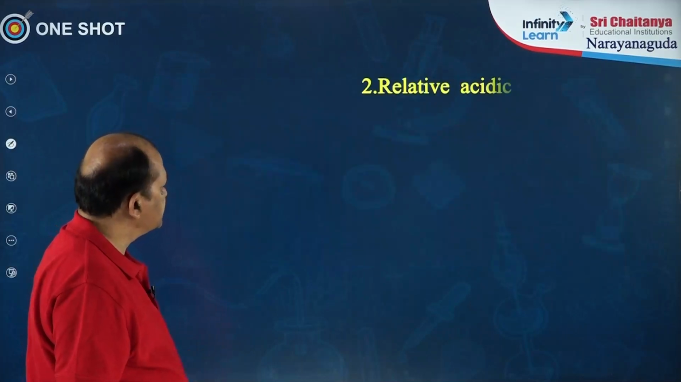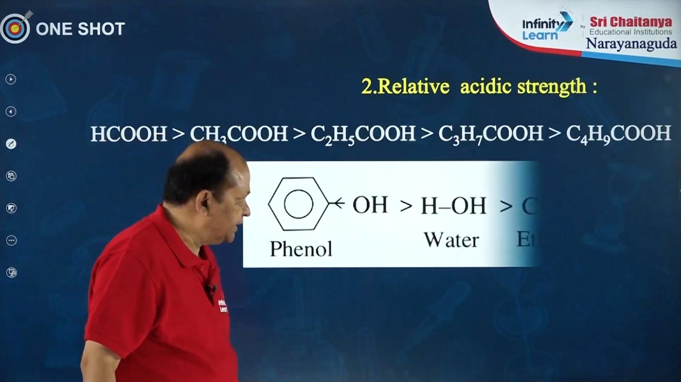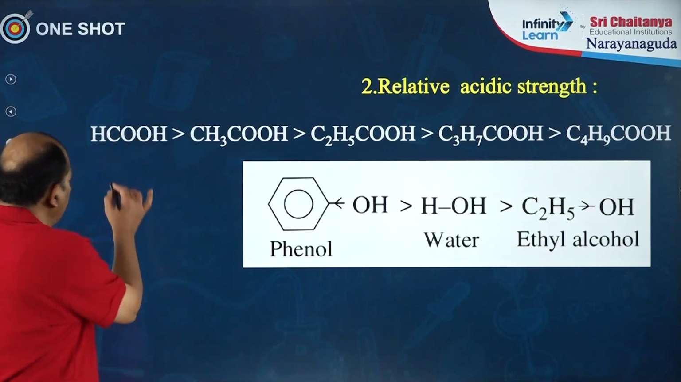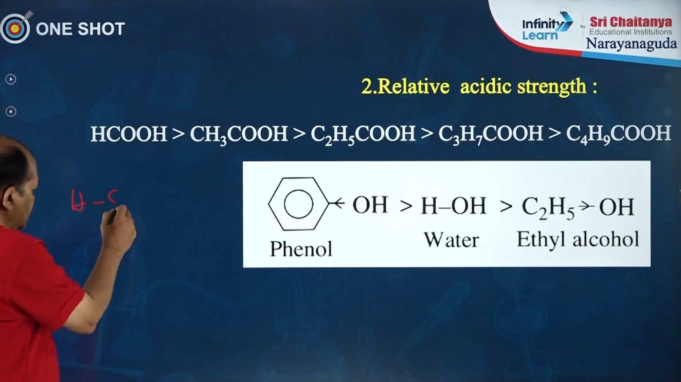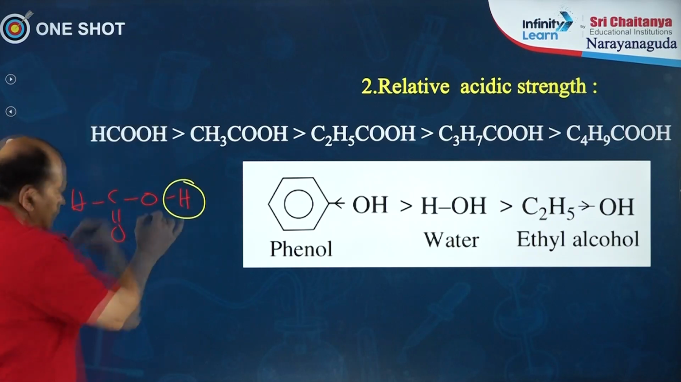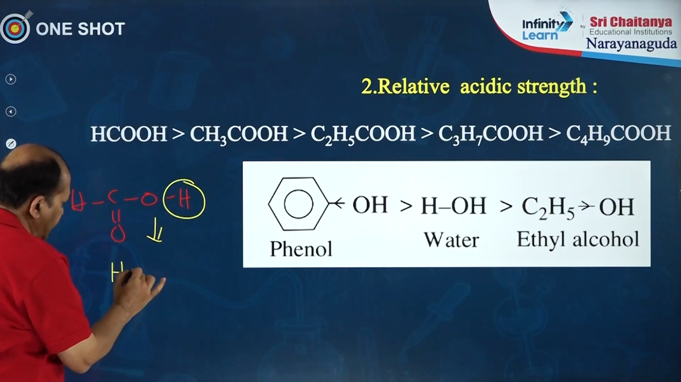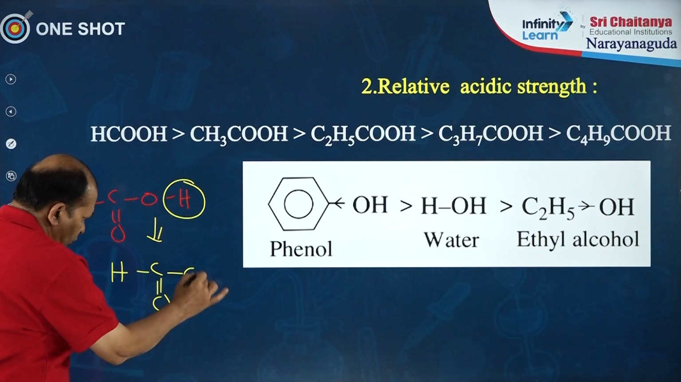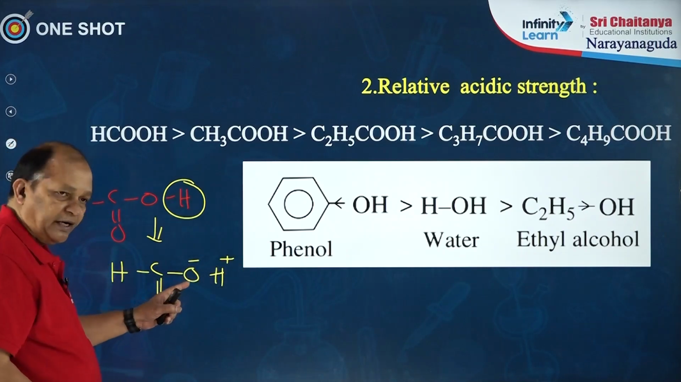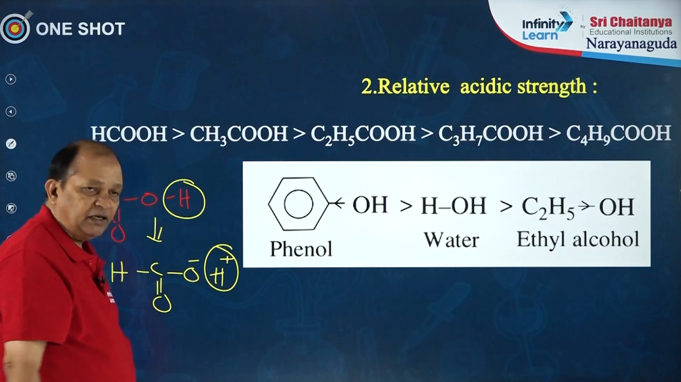The next one is about acidic strength. Now, this is also very interesting. See here, HCOOH. If this acid loses an H plus ion, you will get the corresponding formate ion and this H plus ion.